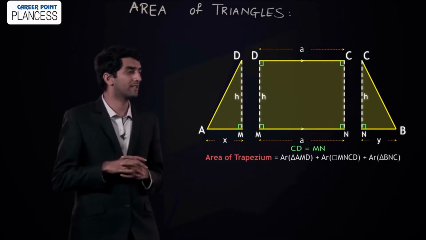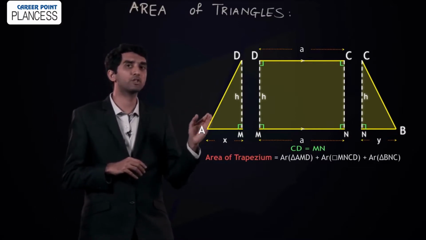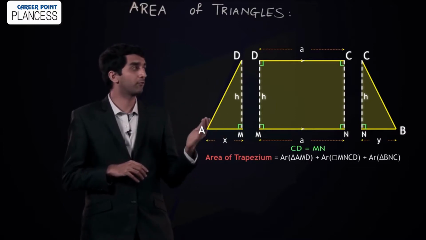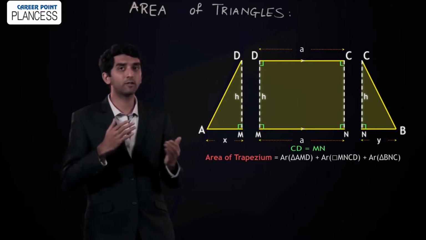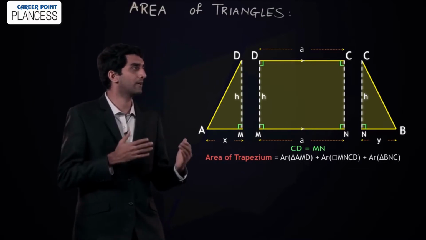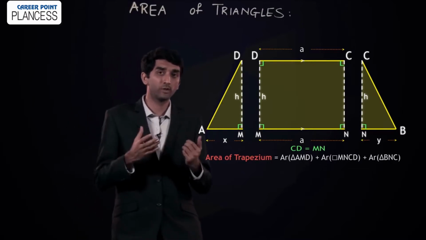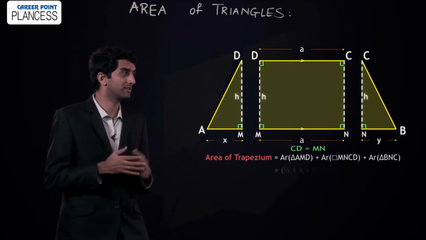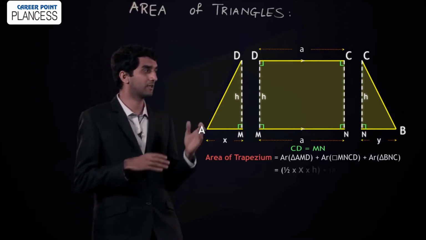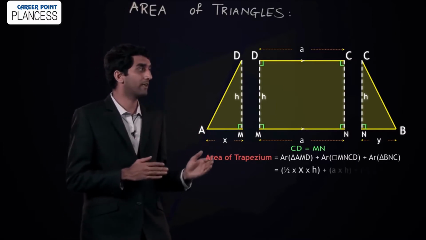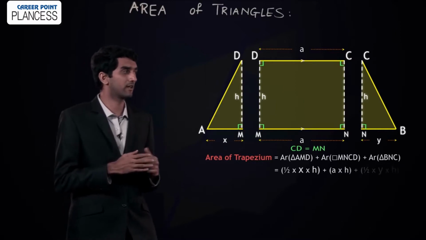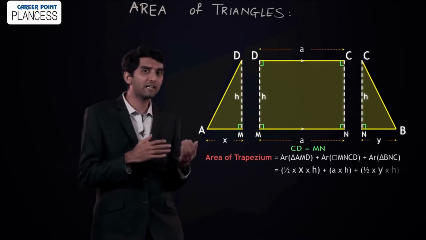So this is equal to half into H into X, or rather by the formula half into base into height, it is half into X into H, plus the area of the rectangle, which is nothing but length into breadth. So in this case, as you can see, this is nothing but A into H, and finally the area of the last right angle triangle is half into Y into H.